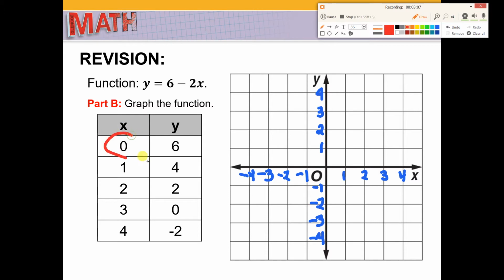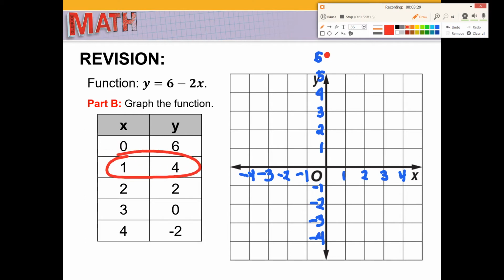The first one, we have 0 and 6. 0 in the x value, and then 6 in the y value. Okay, we have only here until 4, so I can extend that. 5 here and 6. Let's place it here. Now our point will be here.